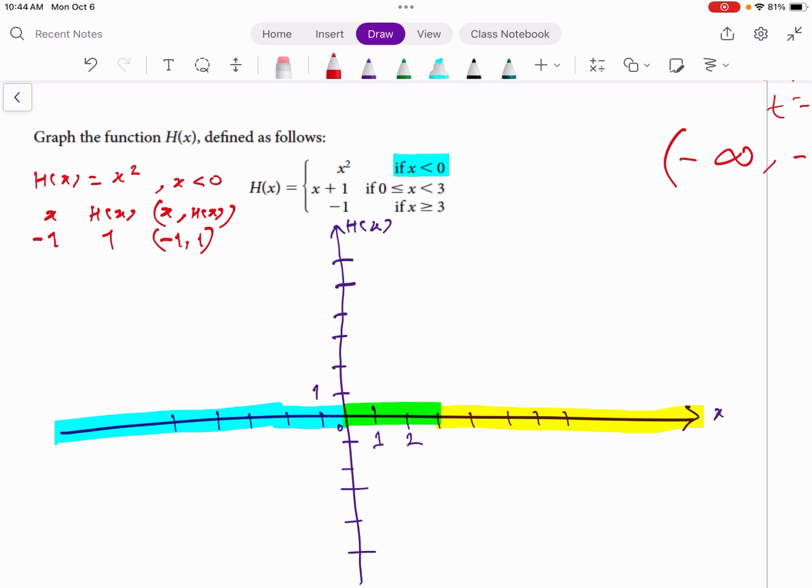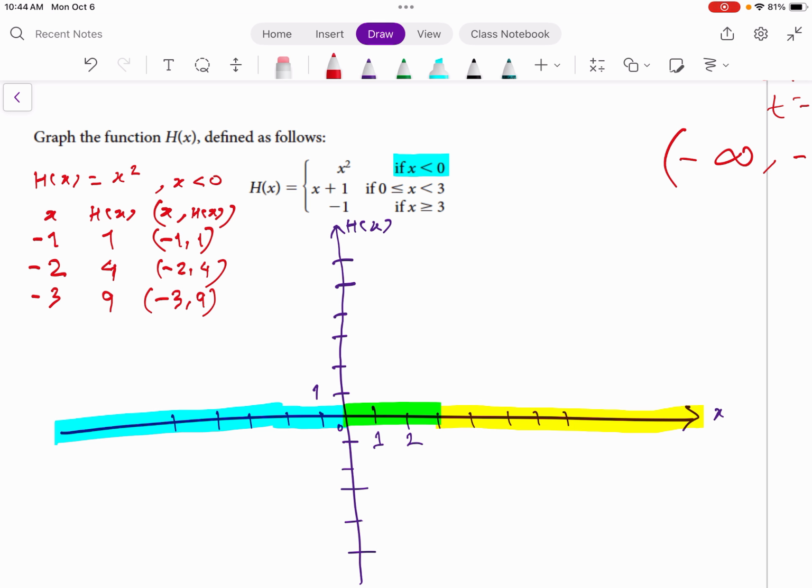Let's pick x equals negative 2. Negative 2 squared is positive 4. So negative 2, positive 4. Let's pick negative 3. We get 9. So negative 3, 9. I think these 3 points should be enough.